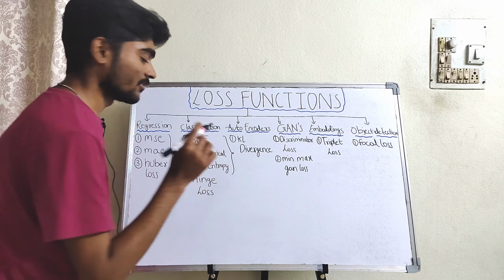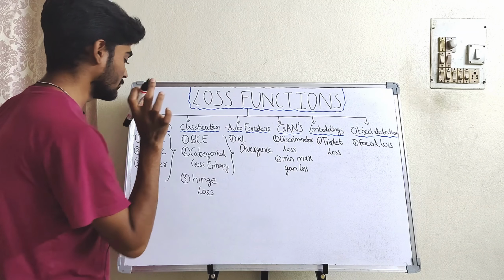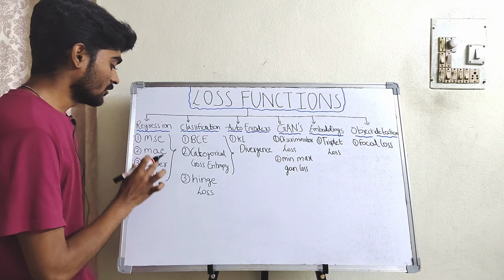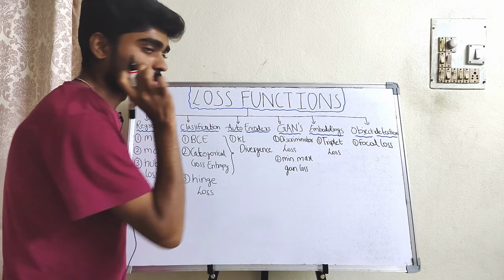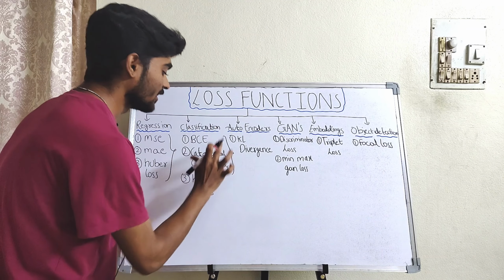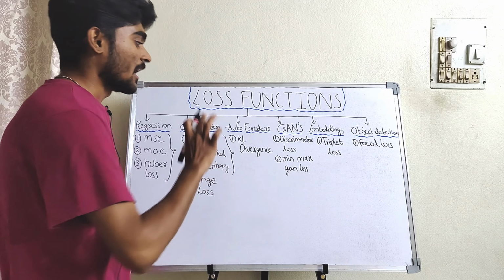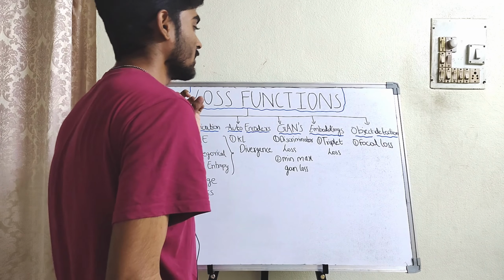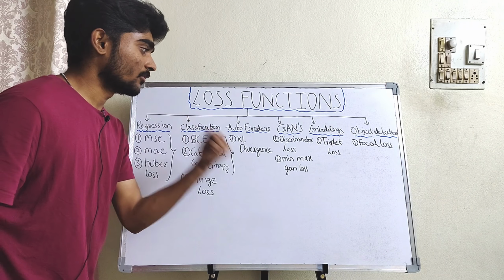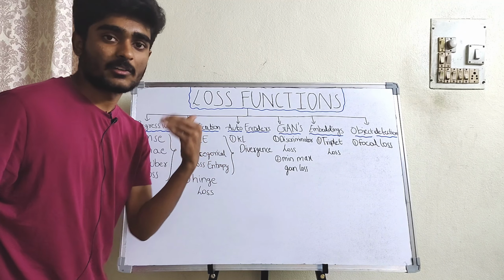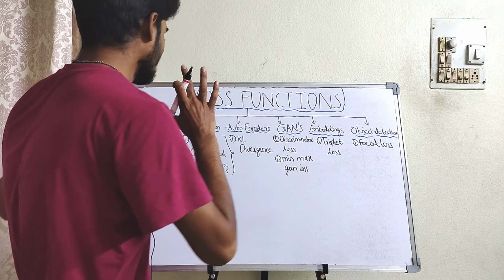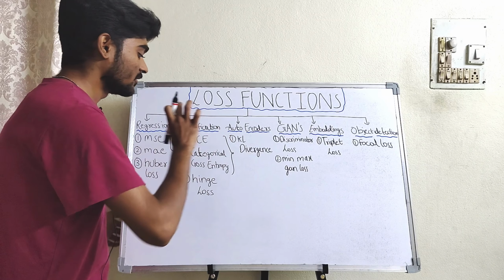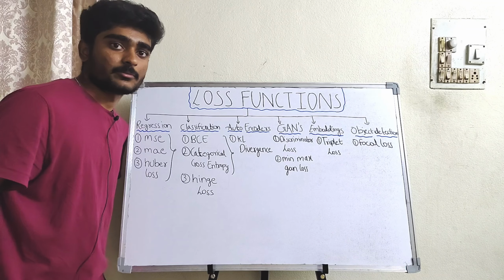Now in this video we'll be discussing these five loss functions, mainly focusing on mean squared error loss, mean absolute error loss, Huber loss, binary cross entropy loss, and categorical cross entropy loss. The rest of the loss functions are not much important right now, because we will be working with them in the future. Currently, based on the tasks we are working on, only these five loss functions are important.